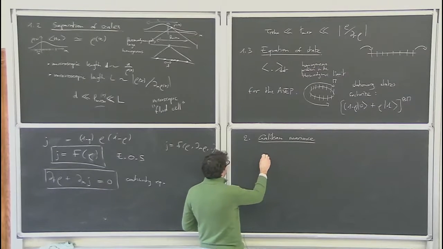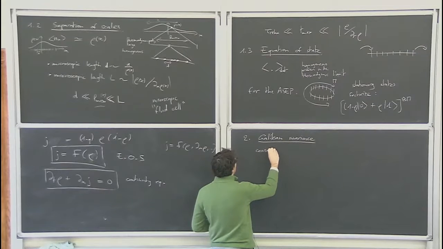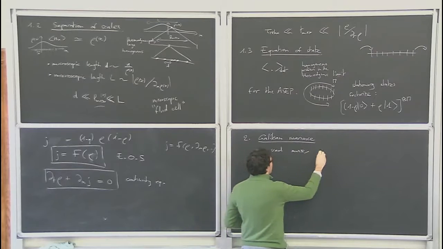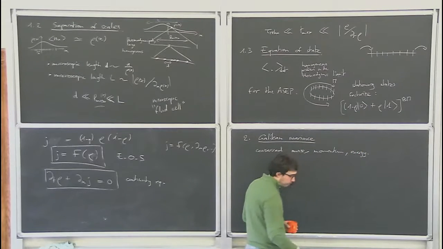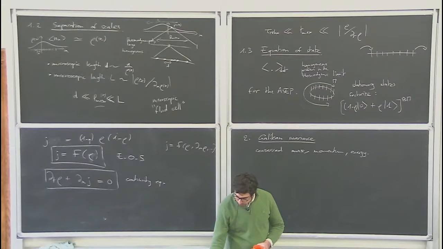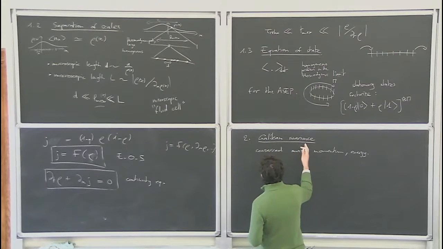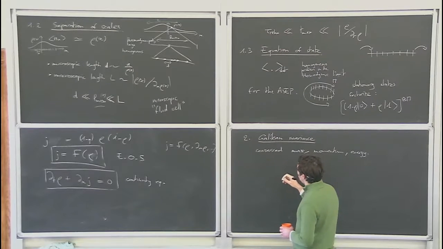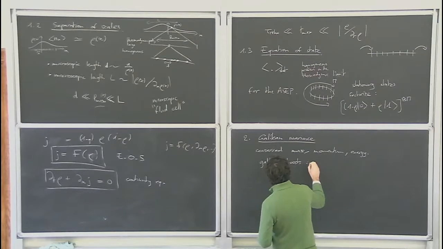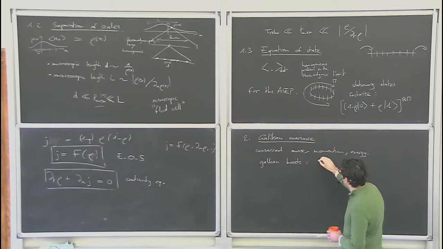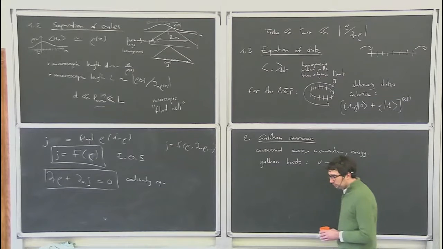And I'm going to focus on models that have conserved mass, momentum, and energy, and in fact also more conservation laws, but for today I'm just going to forget that there are more conserved quantities. Okay, so what does it mean to be Galilean invariant? It means that the system should transform in a simple way under Galilean boosts. A Galilean boost is just if I take the velocities of all particles in the system and I change them to v plus w, then the laws of physics shouldn't change.